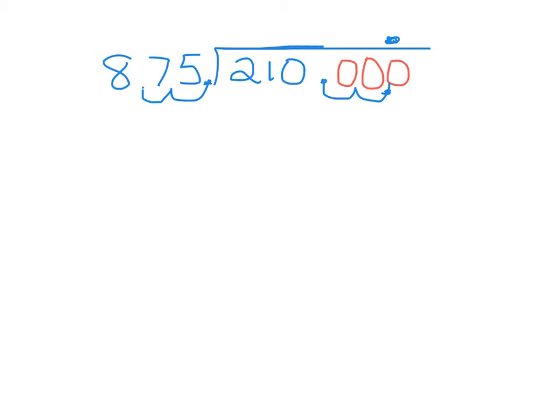So 875 goes into 21,000. So we're going to start right here. It goes in here 2 times. And that would be 1,750. And I subtract.